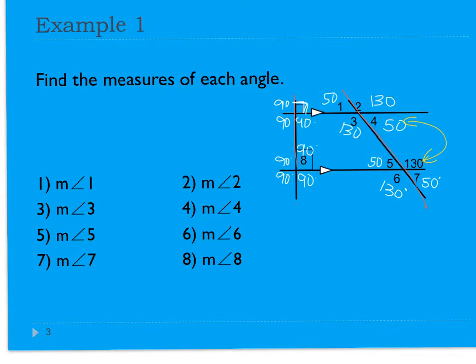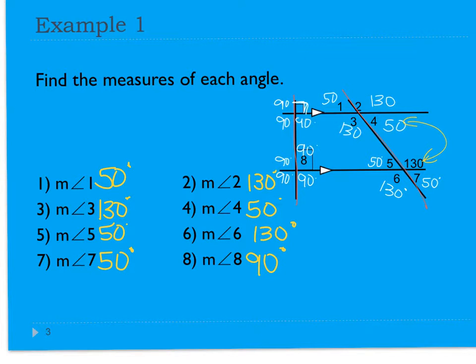So angle 1 is what? 50. Angle 2 is? Angle 3. Angle 4. Angle 5. Angle 6. Angle 7. And angle 8. So look for your angle pair relationships: your vertical angles, your linear pair, your corresponding. So vertical angles congruent, corresponding congruent, alternate interior congruent, alternate exterior congruent. And then same side interior, consecutive interior, and linear pair are both going to be supplementary.